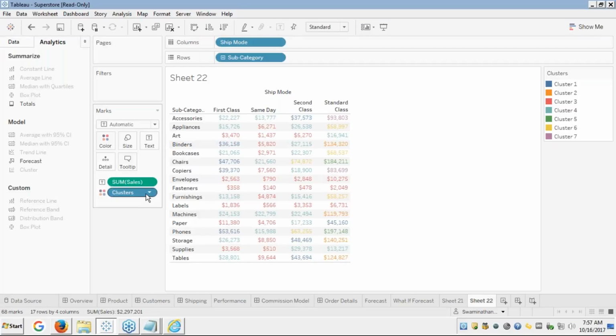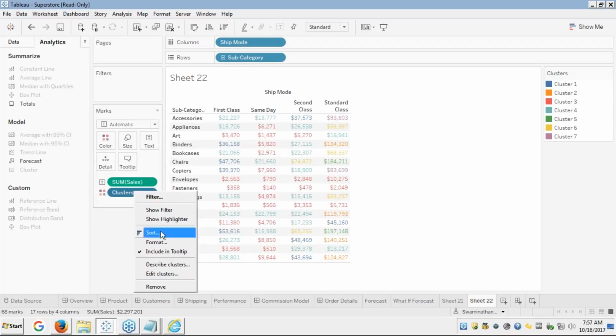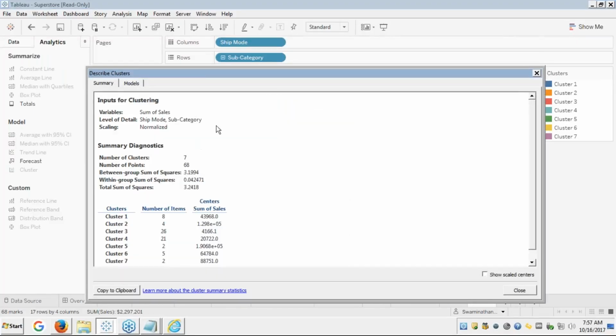Okay. So here in this cluster, I can choose the cluster I need to work with. So for example, I can describe the clusters and see what this cluster is doing.